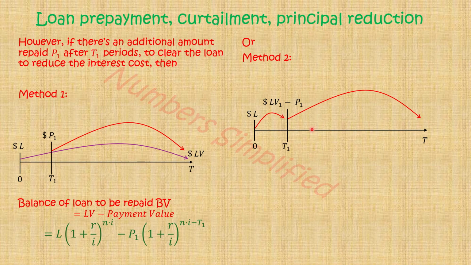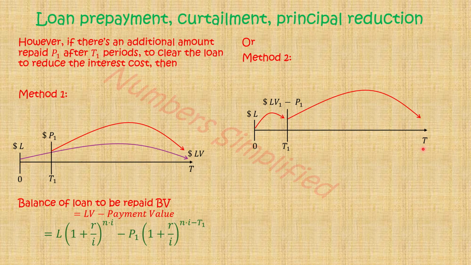Therefore, the balance of loan to be repaid, BV, is going to be LV1, that is to say, the value of the loan at time T1, minus the payment that we made at T1, because that is the value of the loan at T1. So we subtract at T1, we get the value of the loan that is left, or the balance of the loan. Then with that, we are going to find what it will be worth from T1 to T, and then we are going to just multiply with the interest.